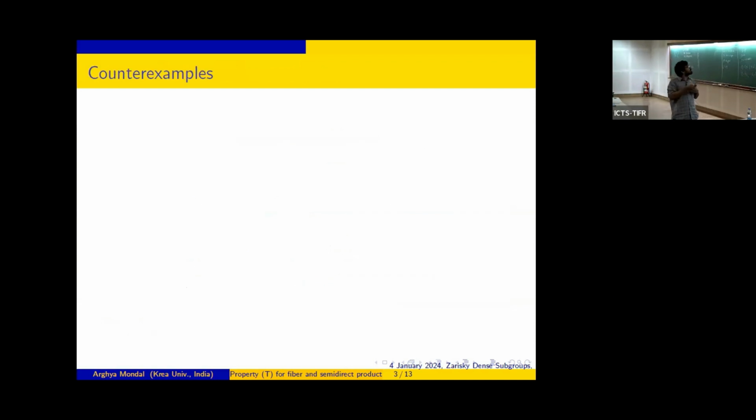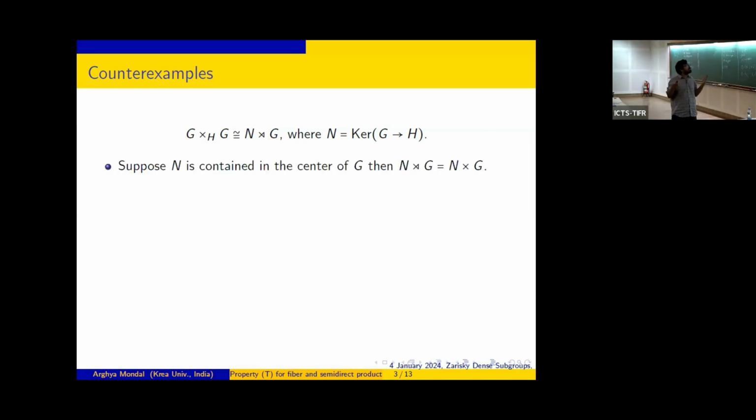Now let us look at some counterexamples. In hindsight, you can have a simple counterexample if you note that if you take the fiber product of two copies of the same homomorphism, it has the structure of a semidirect product of N and G, where N is the kernel of the homomorphism. Suppose N is contained in the center of G. Then the G action on N is trivial, so the semidirect product becomes a product, and so N can be written as a quotient of G.